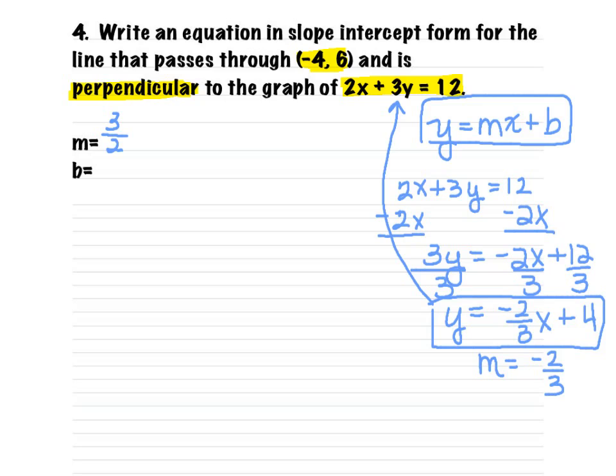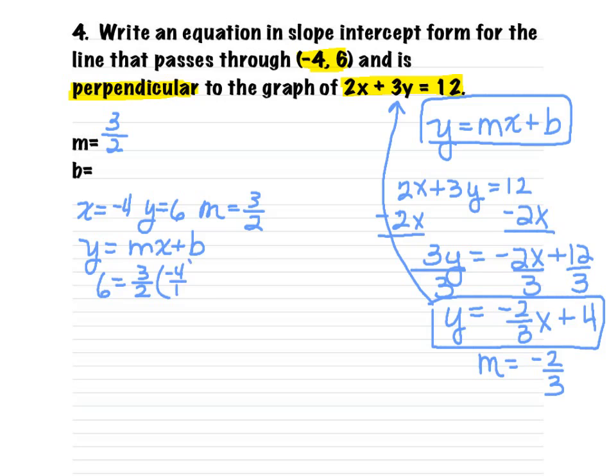We have a point, -4, 6. There's an x and there's a y, and we have m. x is -4, y is 6, because that was given, and now our slope is 3/2. Let's solve for b. y equals mx plus b, so we know 6 equals 3/2 times -4/1 plus our unknown. Let's simplify. 6 equals -12/2 plus b. Here we go.